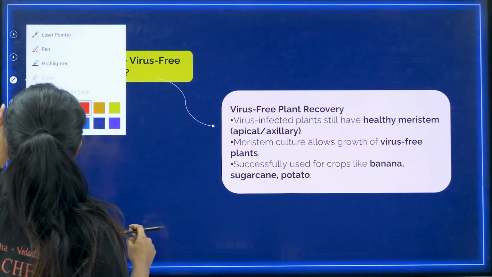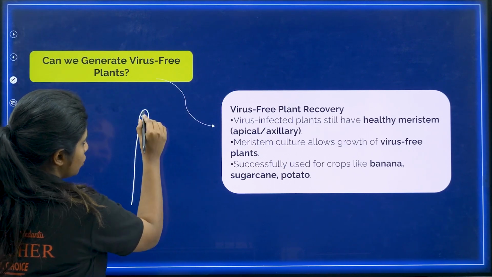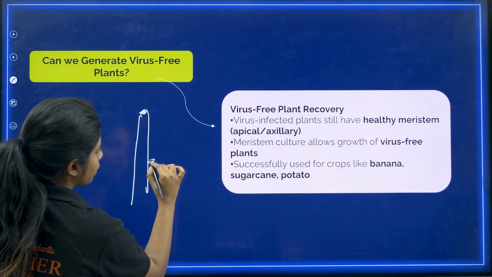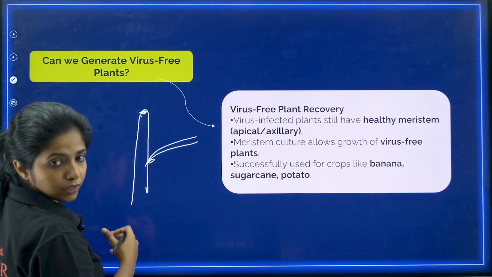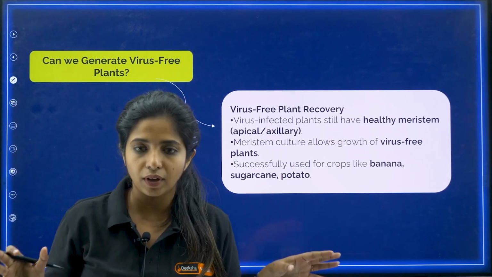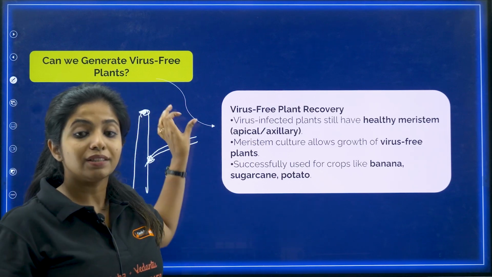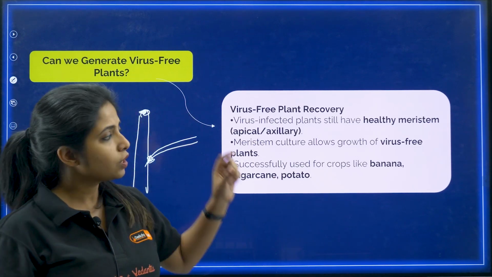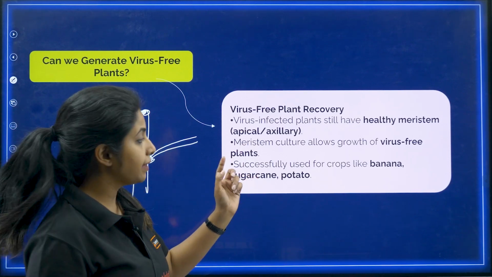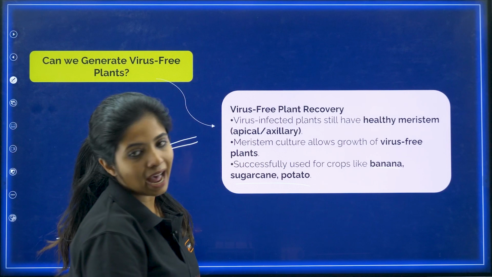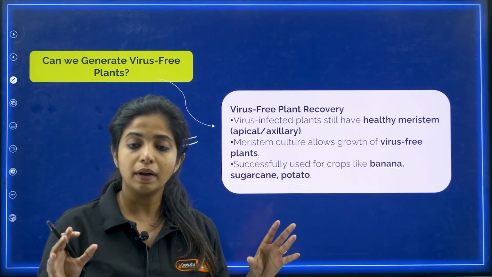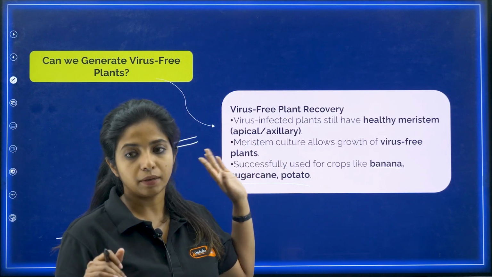Apical meristem is found at the tip of the plant, my dear children. Axillary buds are the buds that will give rise to the stem, the branches and so on. The axillary meristem and the apical meristem are free from viruses. Even if the plant is affected by a virus, these meristematic cells would be free from viruses, so I can take those cells to give rise to a healthy plant. This has been done in plants like banana, sugarcane and potato. So, for getting virus-free plants, where should we take the meristematic cells from? From the apical or axillary meristem.